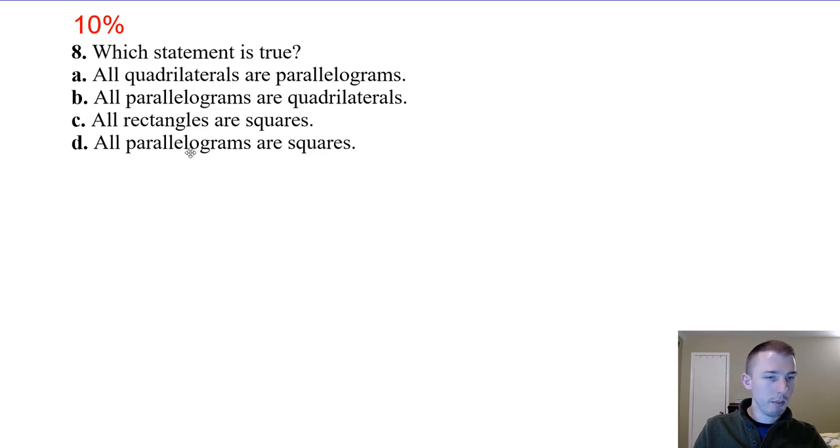Well, certainly not every parallelogram is a square, but every square is a parallelogram. It goes the other way. All rectangles are squares. That's not true. A square is a special rectangle where all the sides are the same. All parallelograms are quads. Yes, that's true.